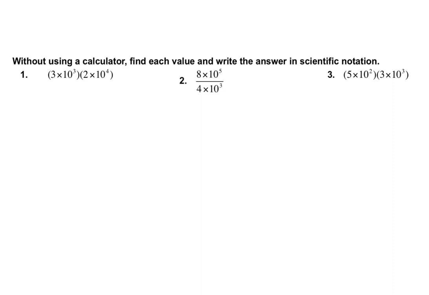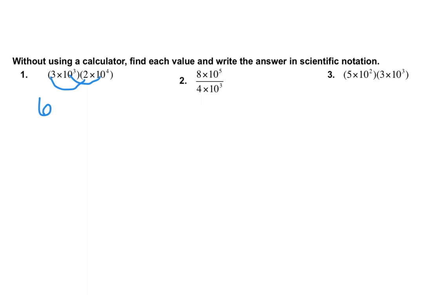All right, in our last example, without using a calculator, we're going to be multiplying or dividing scientific notation. When we multiply or divide scientific notation, we're just multiplying our first numbers like we always do. I would take my 3 times 2, and I would get 6. And then I'm going to multiply my exponents.